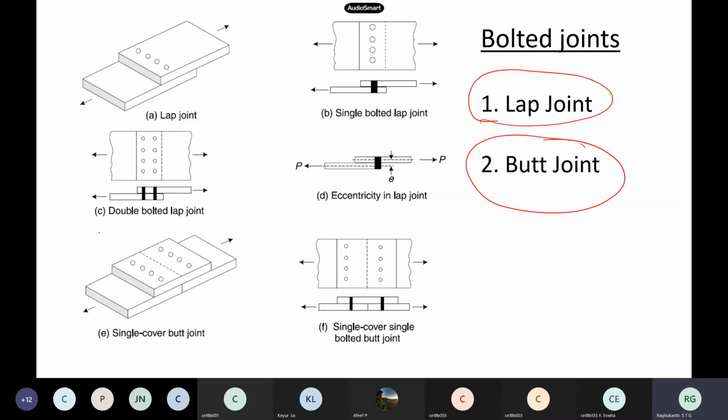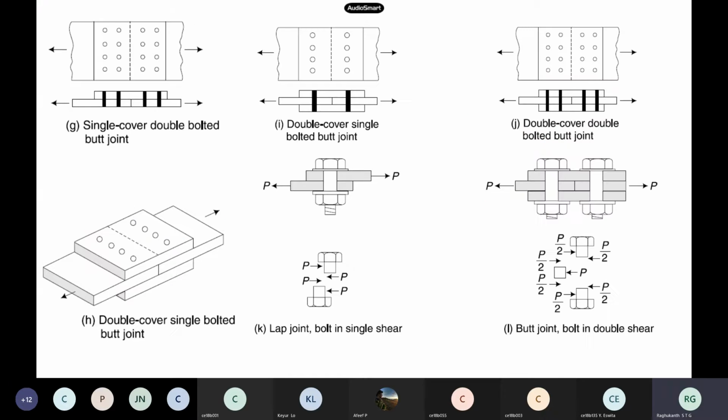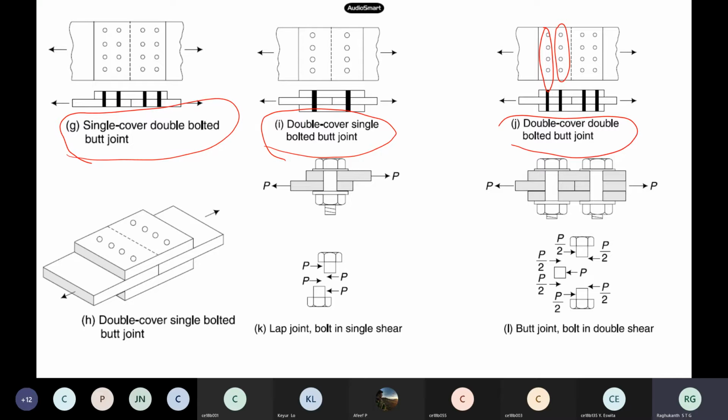Okay, so same thing I'm showing you. This is a lap joint, a double bolted lap joint. Then eccentricity will be there. Single cover, bolted joint. So this is a single cover, double bolted butt joint. This is all terminology we will use, like double cover, single bolted butt joint, because there is only one row of bolts on this side of the cover plate, and on this side of the cover plate. Then double cover, double bolted, so two bolt lines are there actually. So this is the terminology people use in many textbooks. Okay, so this is how a double cover butt joint looks.